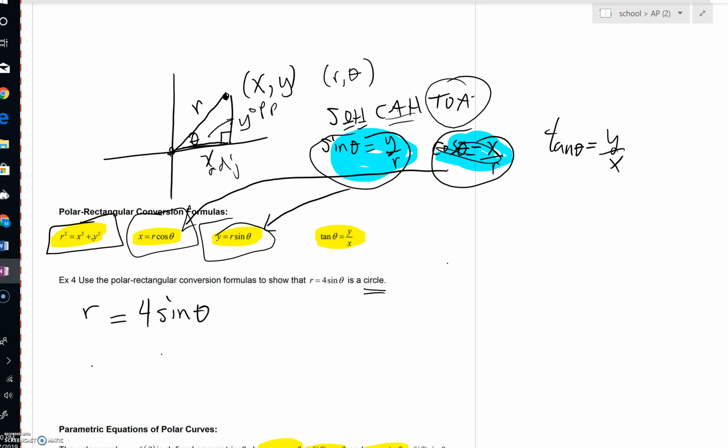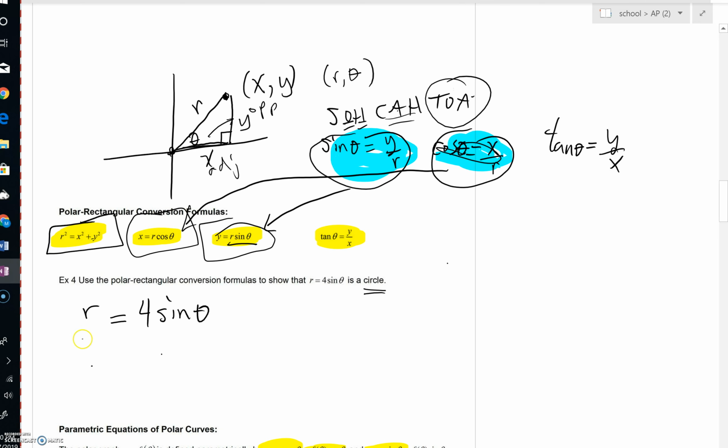In other words, if I see a sine, I'd really like to see an r in front of it. If I saw a cosine, I'd really like to have an r in front of it. R alone, well, that's not as helpful. I'd like to have r squared. And we're looking here, and it's not looking very promising. You can pretty much say, well, I don't see the exact conversion that we can use up above.